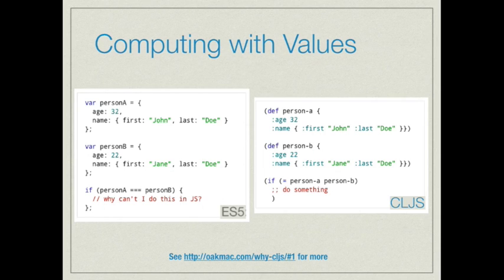This is just a quick example of what that means. I don't know if you can see that on the screens, but what I'm doing here is defining two separate objects. This is just plain JavaScript. The first one is, two object literals here with an age field and a name field, and the name field has a first and last field inside it. Person A and person B, they're the same except the first name is different, Jane instead of John, and the age is different, 22 instead of 32.